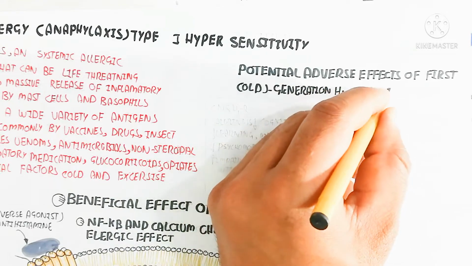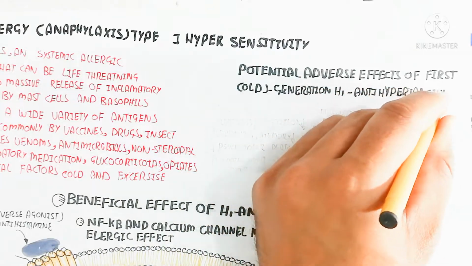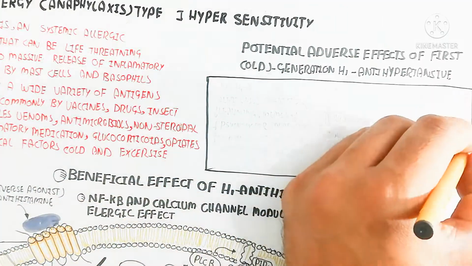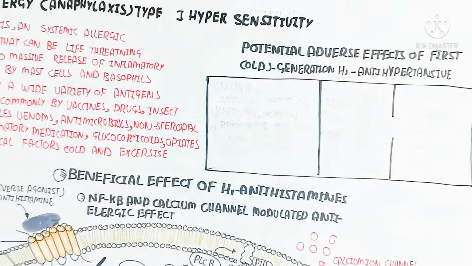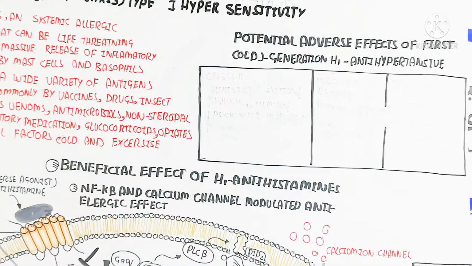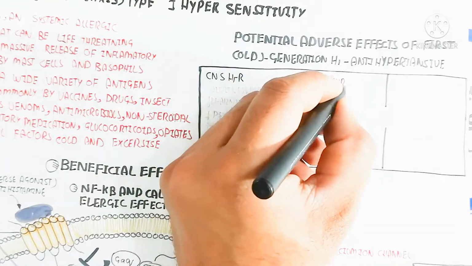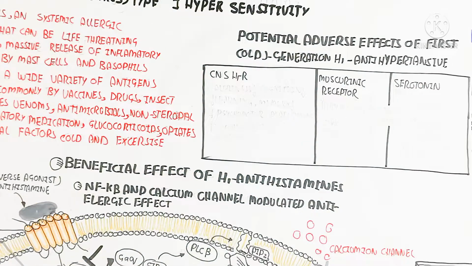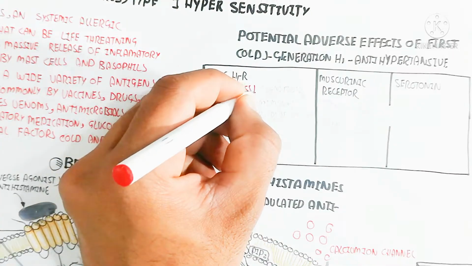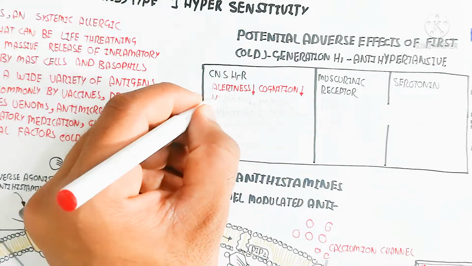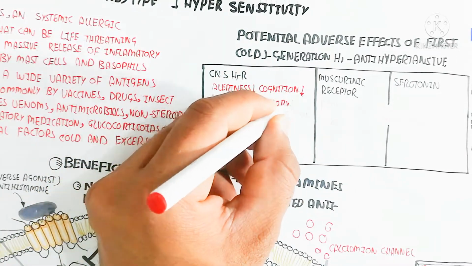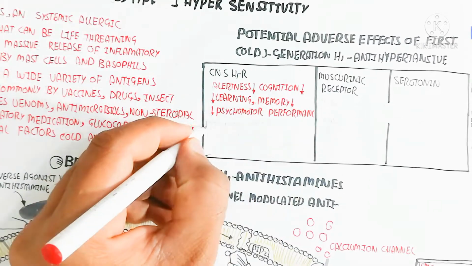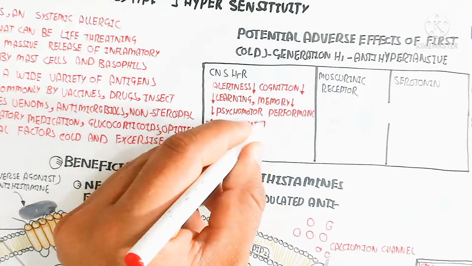So, potential adverse effects of first generation, old generation H1 antihistamines. So in this way, the potential adverse effects of first generation histamine 1 receptor antihistamines. So how? Here you can see the central nervous system contains H1 receptors. So the alertness will be decreased because the histamine will not bind, and there are a lot of things that will not bind, for example the serotonin, and many other things.